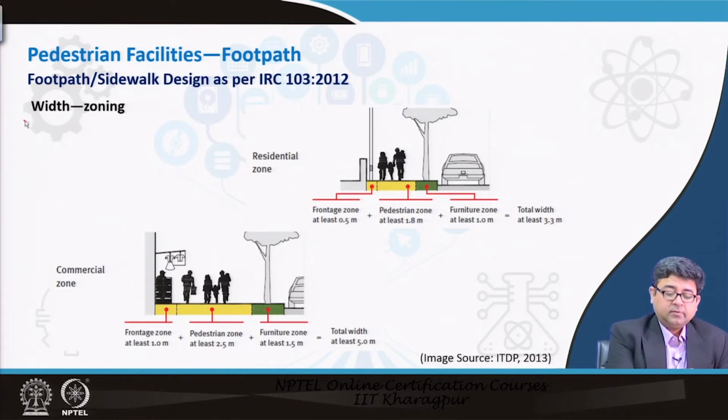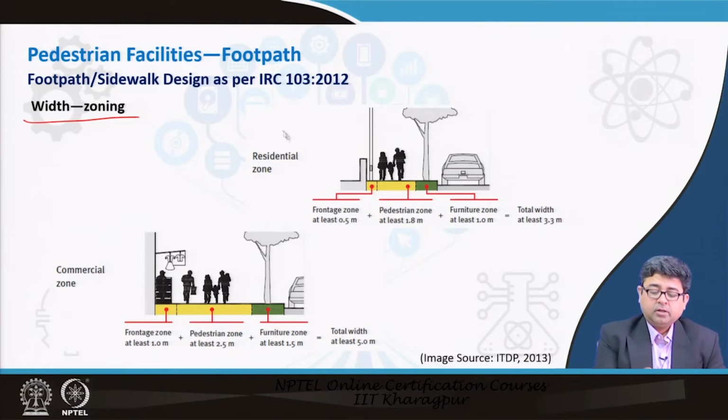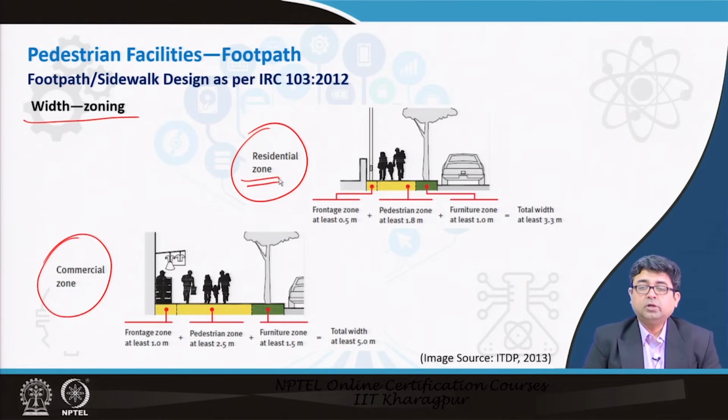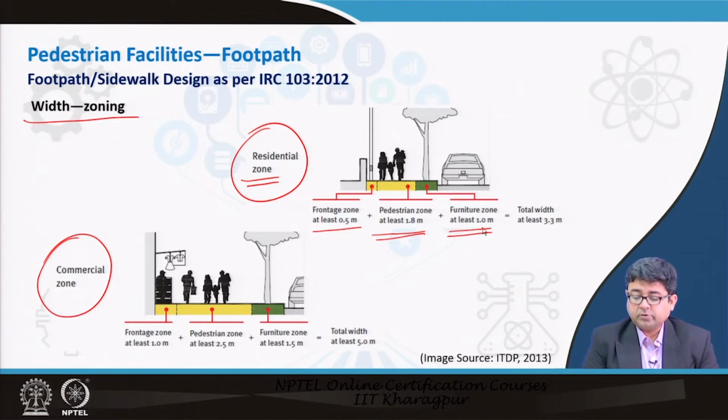Now, it also says that the width of the sidewalk depends upon which area you are talking about, which zone you are talking about. So, when you are in a residential area, what IRC recommends is that you have at least 0.5 meter of frontage, because in a residential area there are not many stores or shops, so you do not require a whole lot of space for your frontage zone. Have at least 1.8 meter of pedestrian zone, and then a furniture zone of at least 1 meter. So, a total width of at least 3.3 meters that we are talking about.